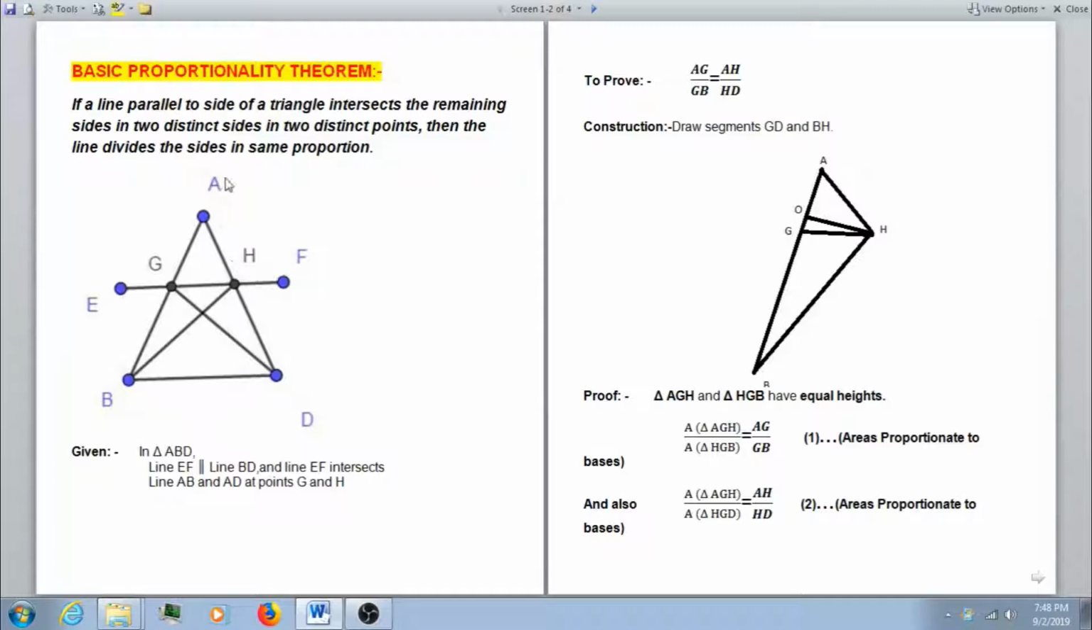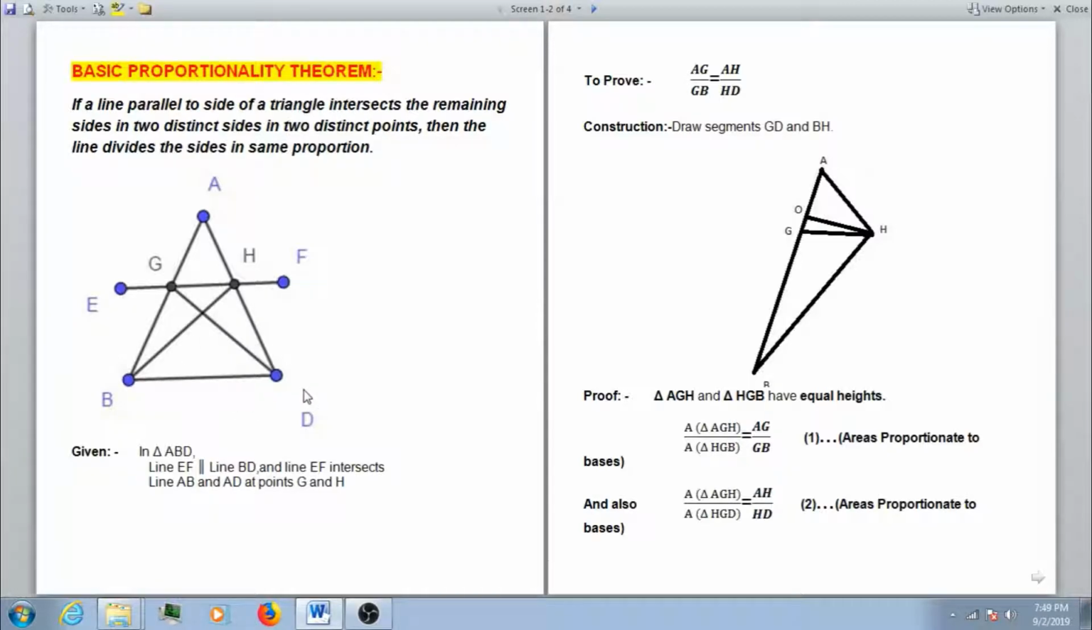If a line parallel to a side of a triangle intersects the remaining sides in two distinct points G and H, then the line divides the sides. The line EF divides the sides AB and AD in the same proportion. What does that mean? That means that AG upon GB is equal to AH upon HD. The theorem is saying AG upon GB will be equal to AH upon HD on the condition that the line EF is parallel to the side BD.